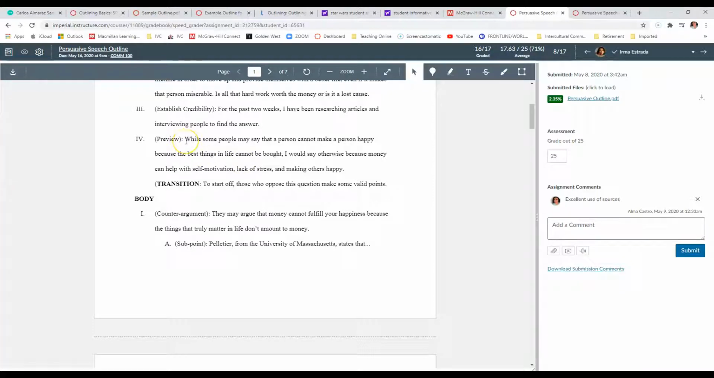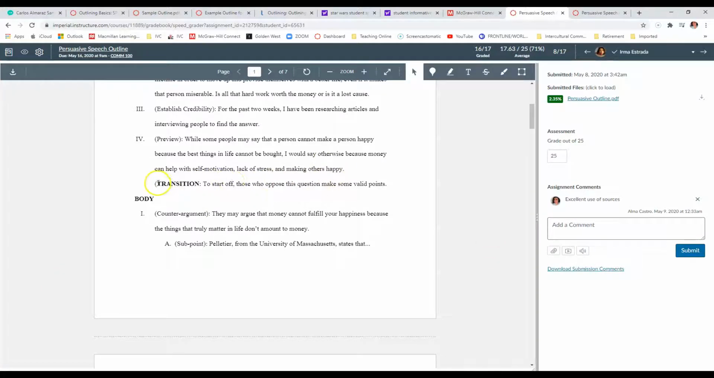So here's an example of a preview, and I'm going to read it. So, while some people may say that a person cannot make a person happy because the best things in life cannot be bought, that's reason one, I would say otherwise because money can help with self-motivation, lack of stress, and making others happy. So there are your three reasons: self-motivation, lack of stress, and making others happy. So this student has told me the three things that they are going to talk about.